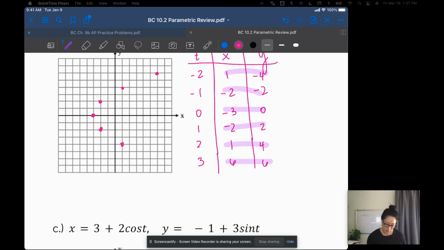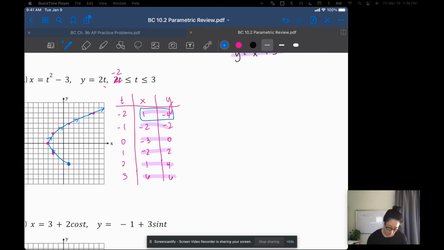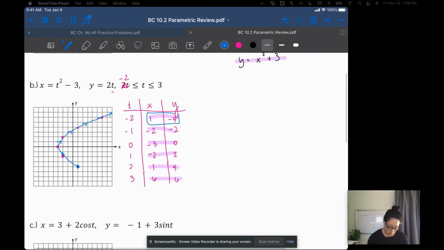Okay, so I can see that my initial point was this (1, -4), which is right here, and we're swooping upward. So we're going first in the negative x direction, then we switch into the positive x direction. All right, so we're going to eliminate the parameter. I'm going to start with my y equation, though you can start with your x.